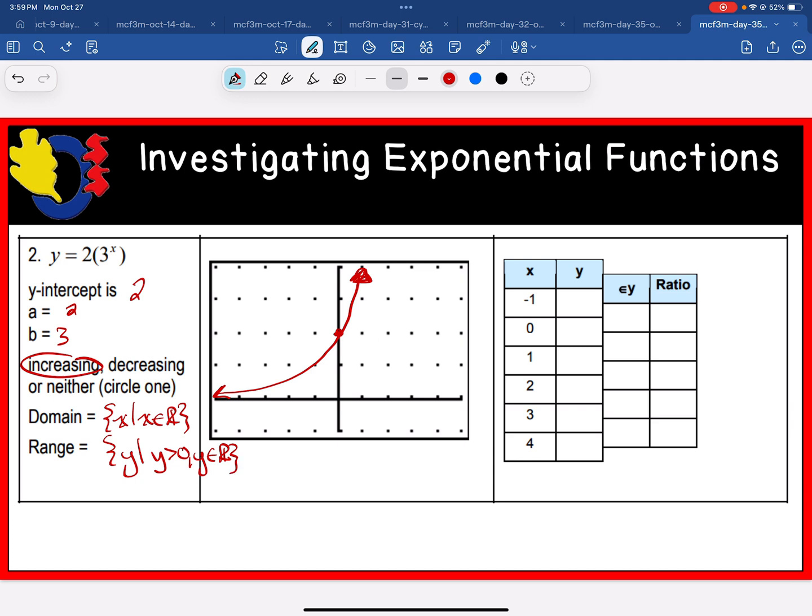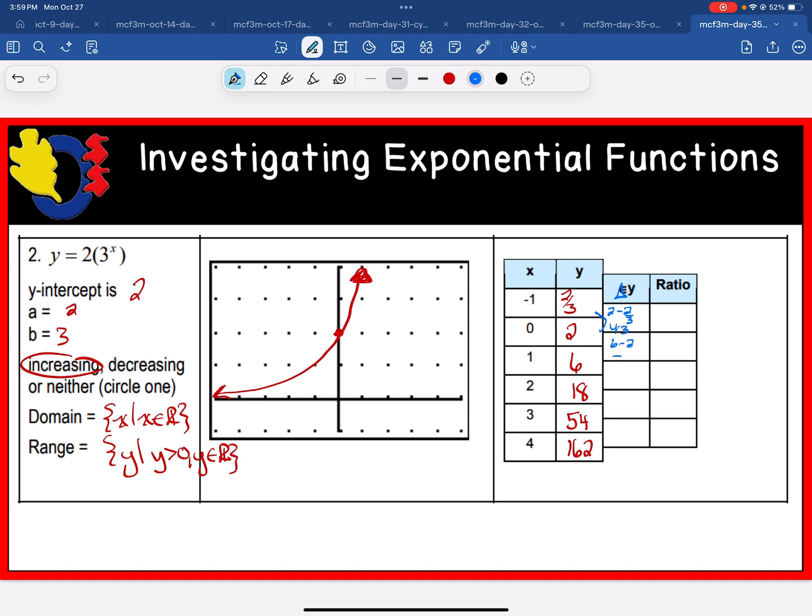For the y values, again, we're just going to substitute in. So 3 to the exponent -1, and then multiply by 2, we get 2/3. 3 to the exponent 0 times 2, we get 2. 3 to the exponent 1, and then times 2, we get 6. And filling in the rest of the table, 18, 54, 162.